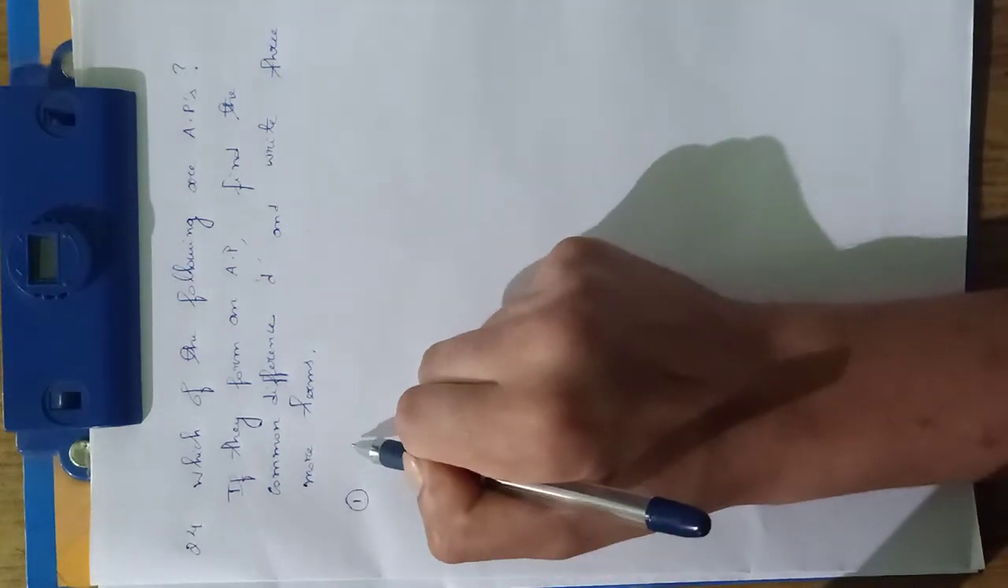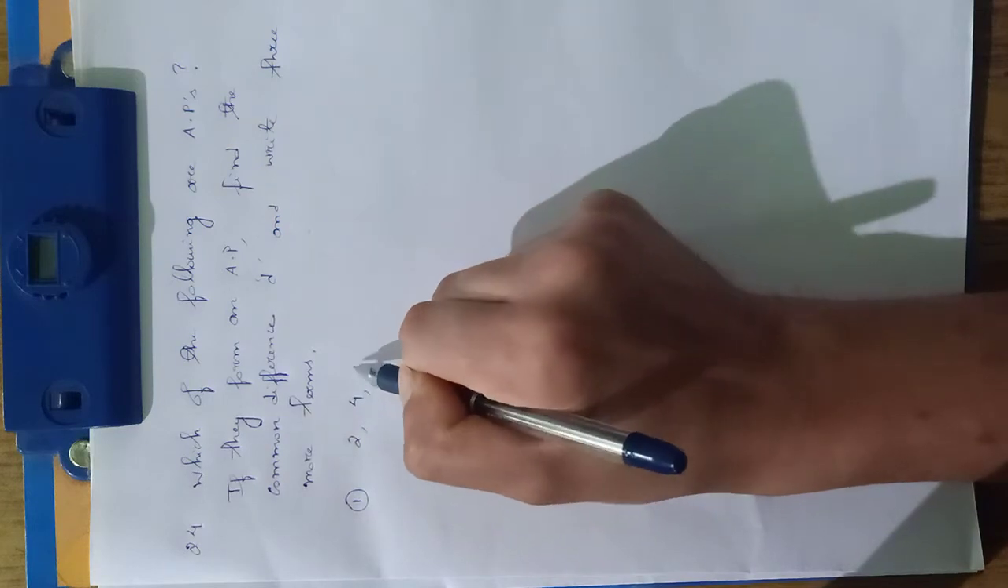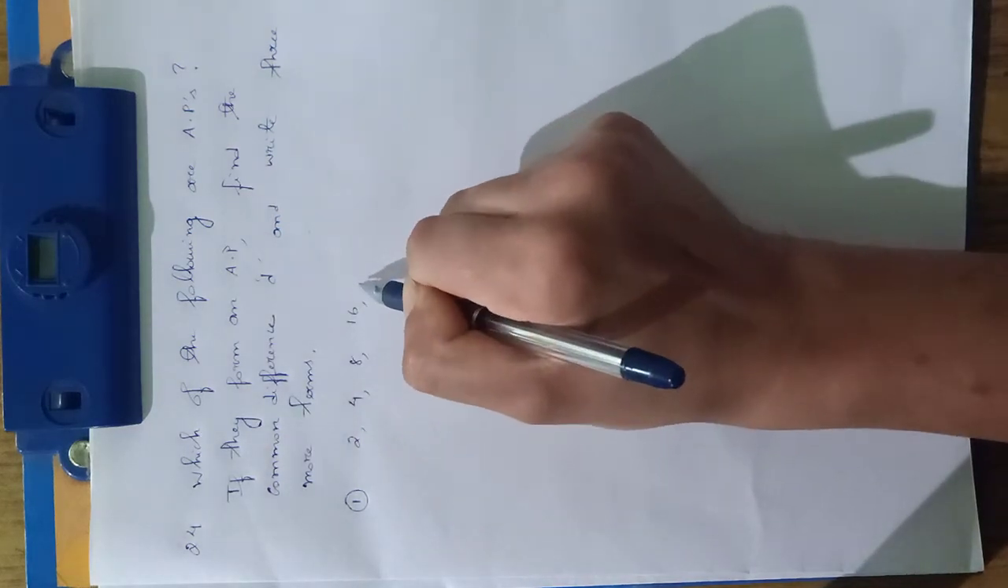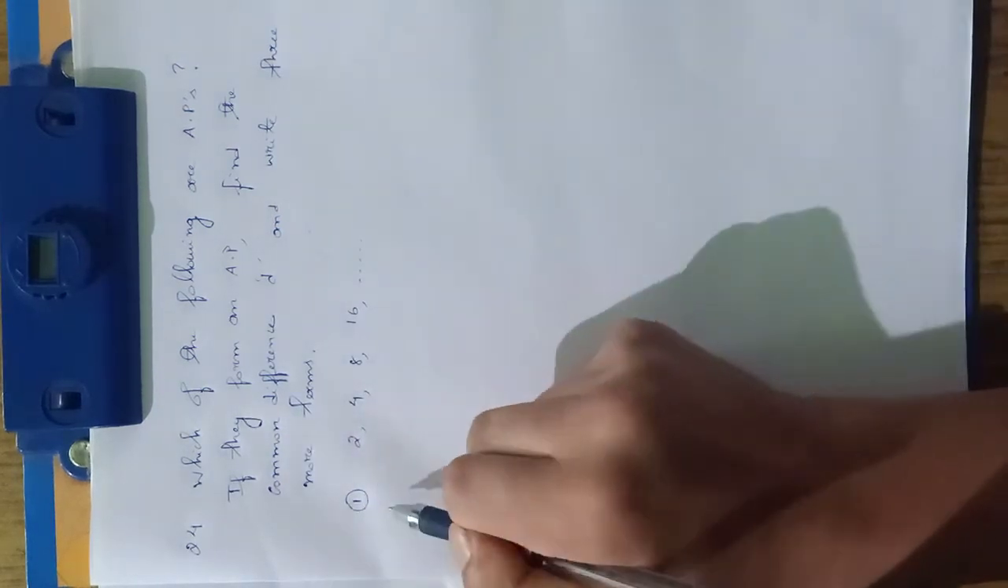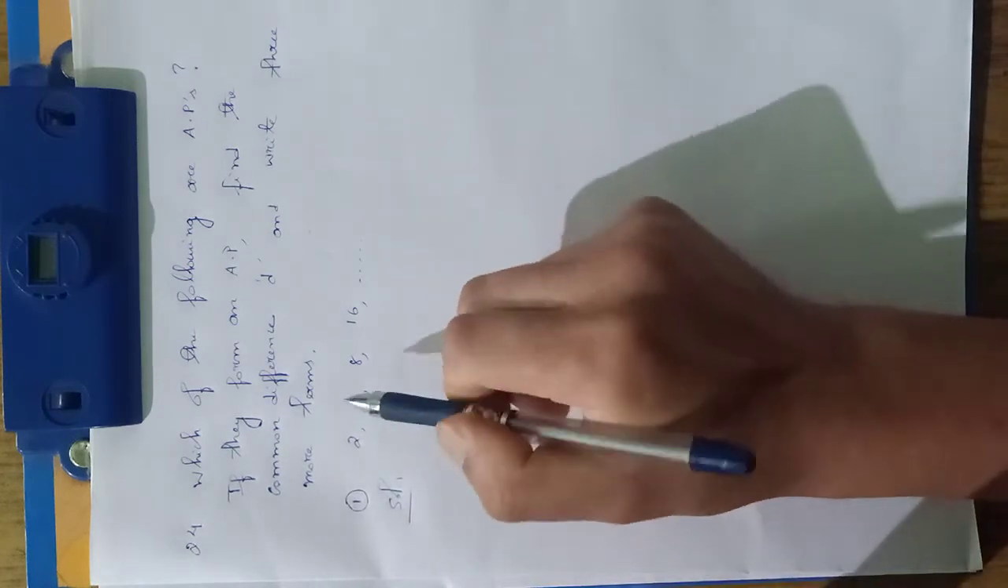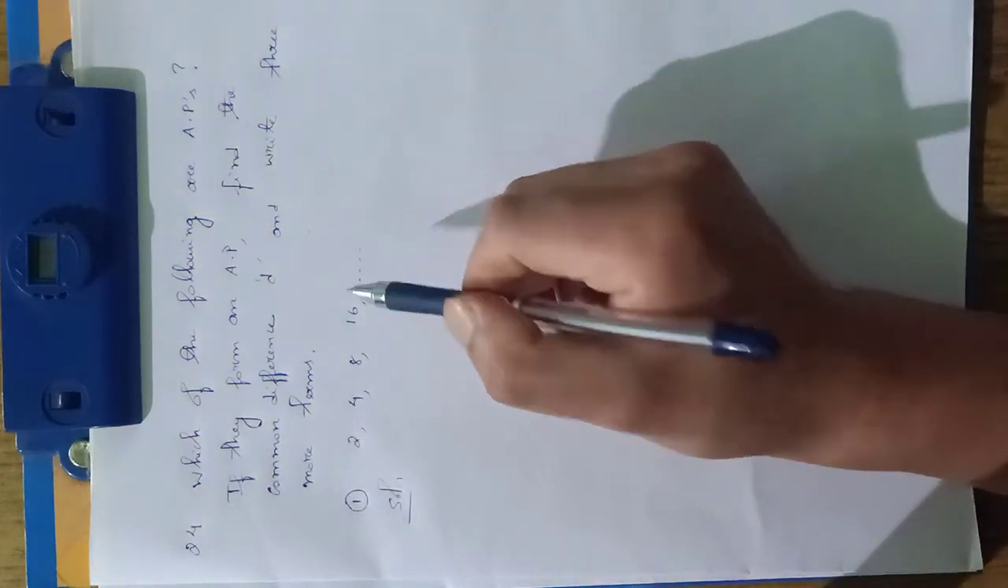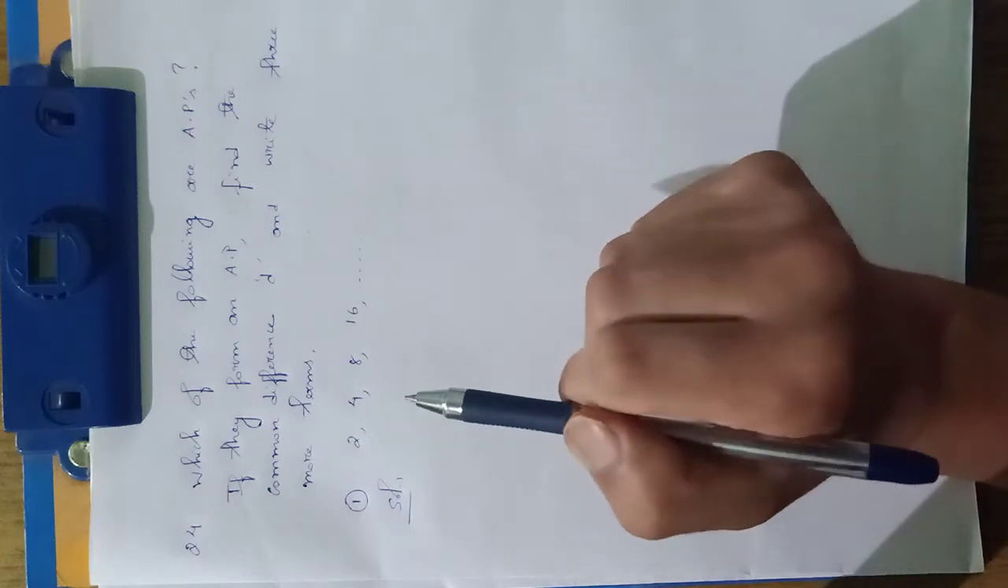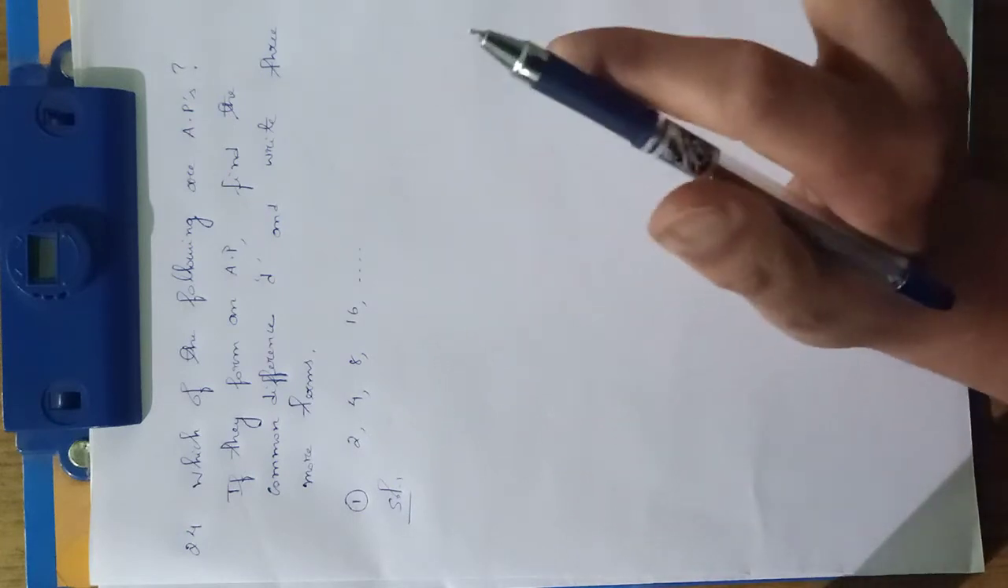It's Roman 1, 2, 4, 8, 16, and so on. Now the solution. So this is your first given series. Let's determine whether it is an arithmetic progression or not. It is very simple.